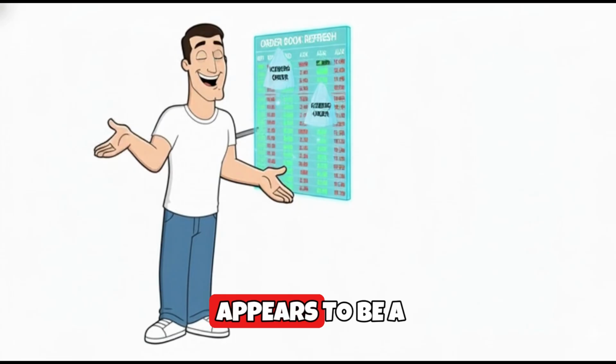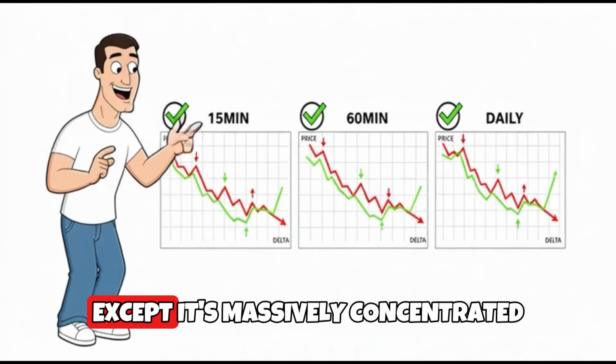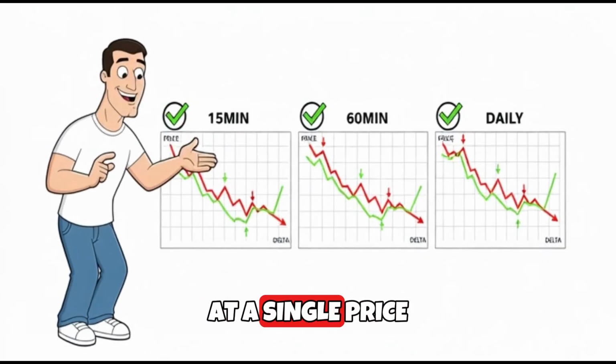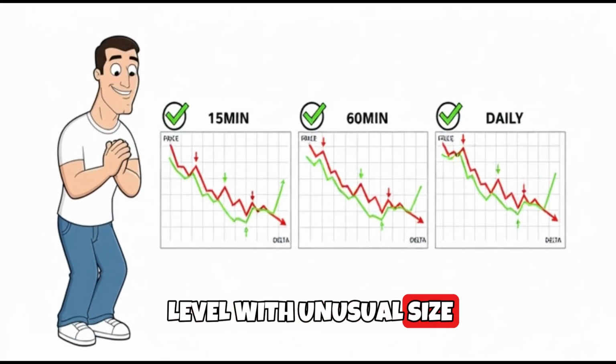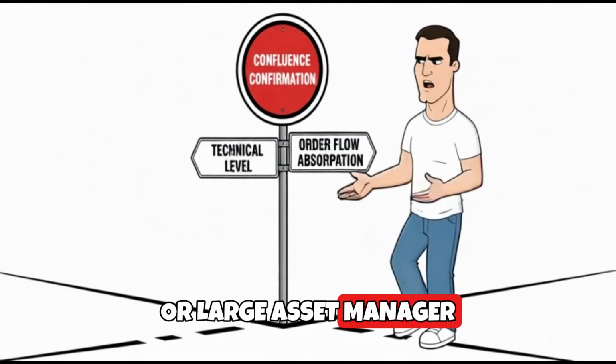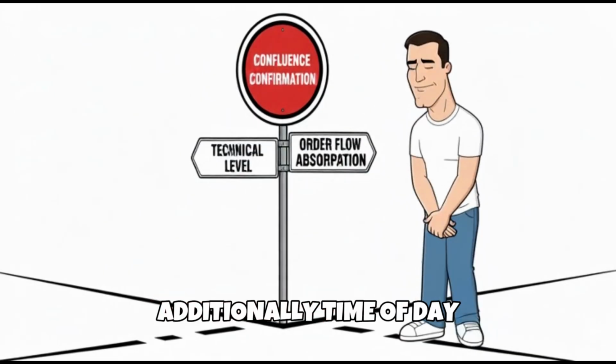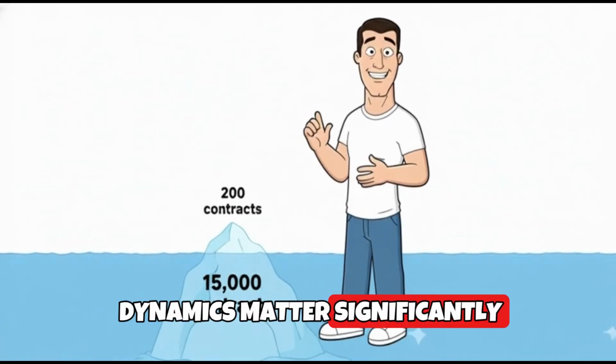But when you see what appears to be a market maker pattern, balanced two-sided flow, except it's massively concentrated at a single price level with unusual size, that's often a proprietary trading desk or large asset manager disguising accumulation as market-making activity. Additionally, time of day dynamics matter significantly.